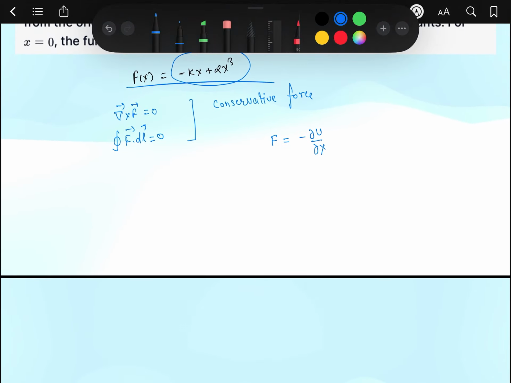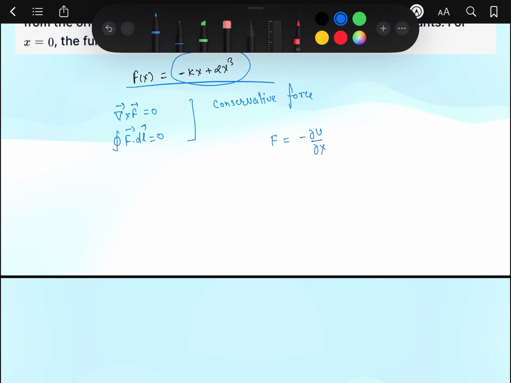Now, since dU by dx equals this, I am taking this term across, so dU is equal to (kx + αx³) dx. So let me integrate on both sides and take the limits. Since in the question it is given that this force is acting on the body from the origin, that means at the origin, at x = 0, I take potential energy equal to 0, and at some value of x, let us suppose the potential energy is U.